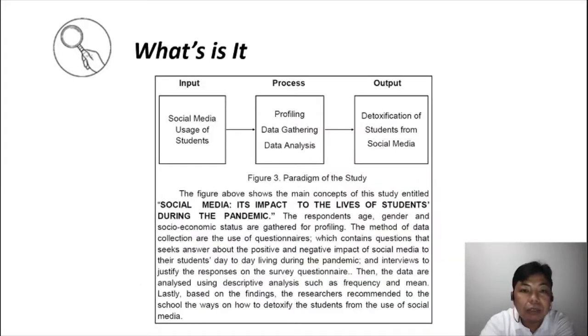So here is a good example of the IPO. So you have your input, you have your process, and you have your output. So sa input, social media usage of students. Sa process, so anong instrument ang gagamitin? Profiling, data gathering, and data analysis. And what are the possible output? Detoxification of students from social media. So again, this is commonly used in action research or experimental research. So those are the three common types of framework.